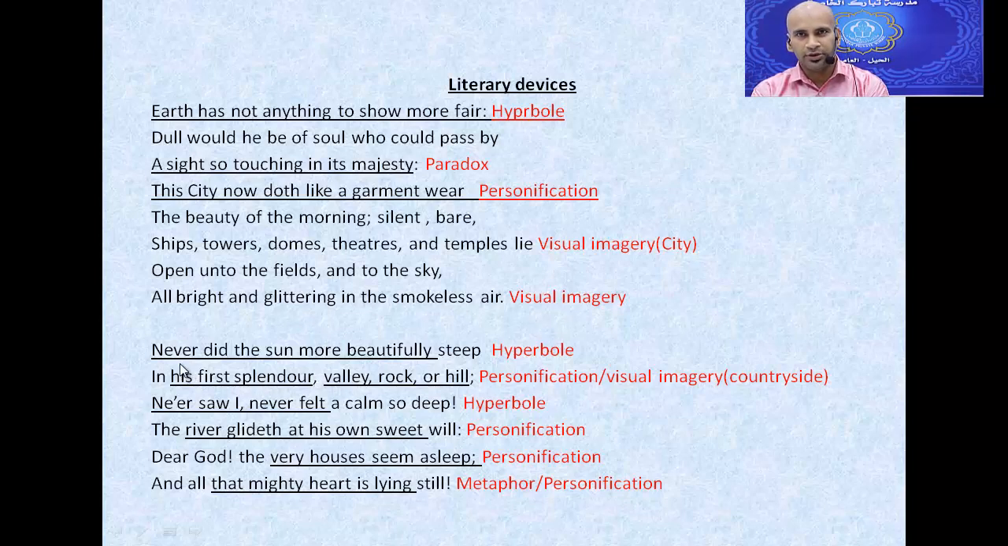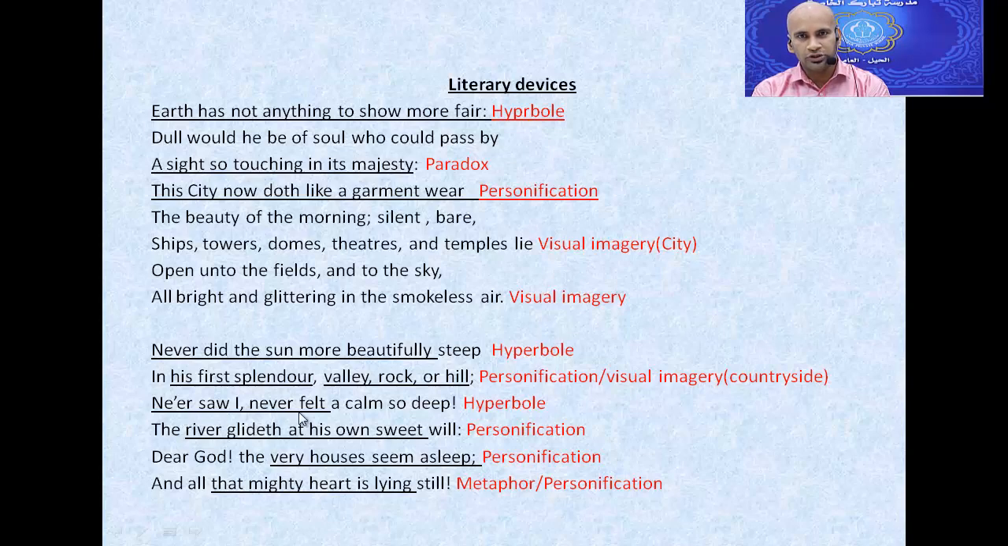In the sestet, the first line, "Never did the sun more beautifully steep," is a hyperbole. It's an exaggeration that the sun was never more beautiful in his appearance, in his first splendor. This is the personification here. In his first appearance, magnificent appearance, "in valley, rock or hill." Here we can find visual imagery related to the countryside. Nature imagery is used here to compare the beauty of the city and the village.